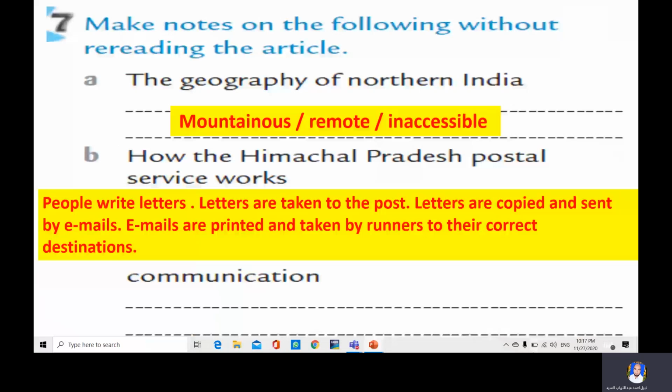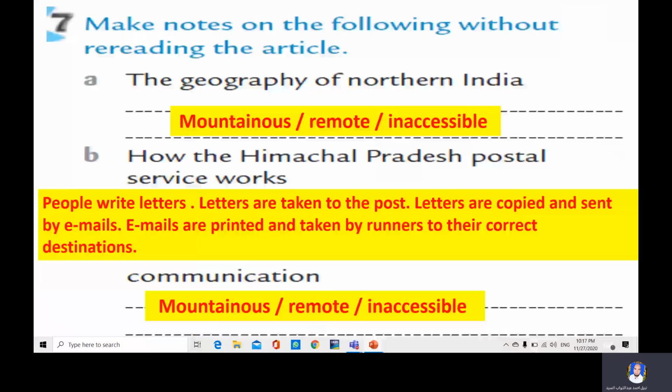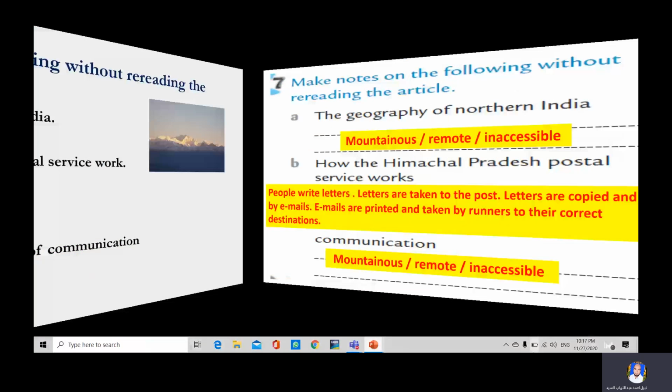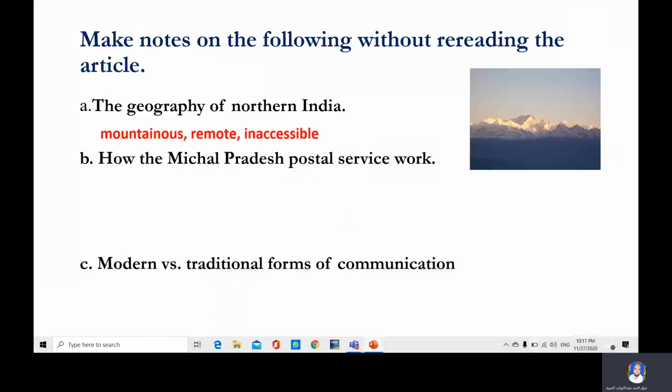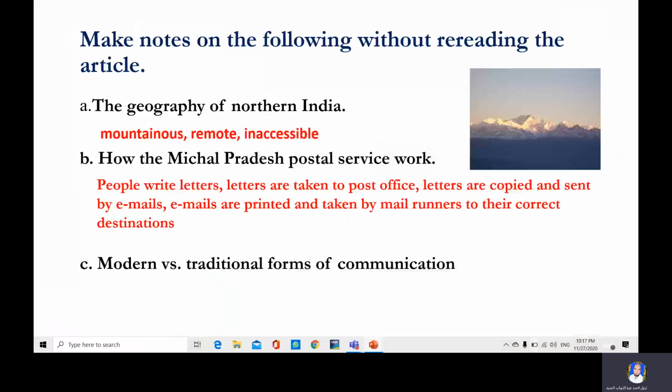What about communication? Communication is in a mountainous area, it's in a remote area, it's inaccessible. Again, the geography of northern India: mountainous, remote, inaccessible. The Himachal Pradesh Postal Service works like this: people write letters. Letters are taken to the post office. Letters are copied and sent by emails. Emails are printed and taken by mail runners to their correct destinations.